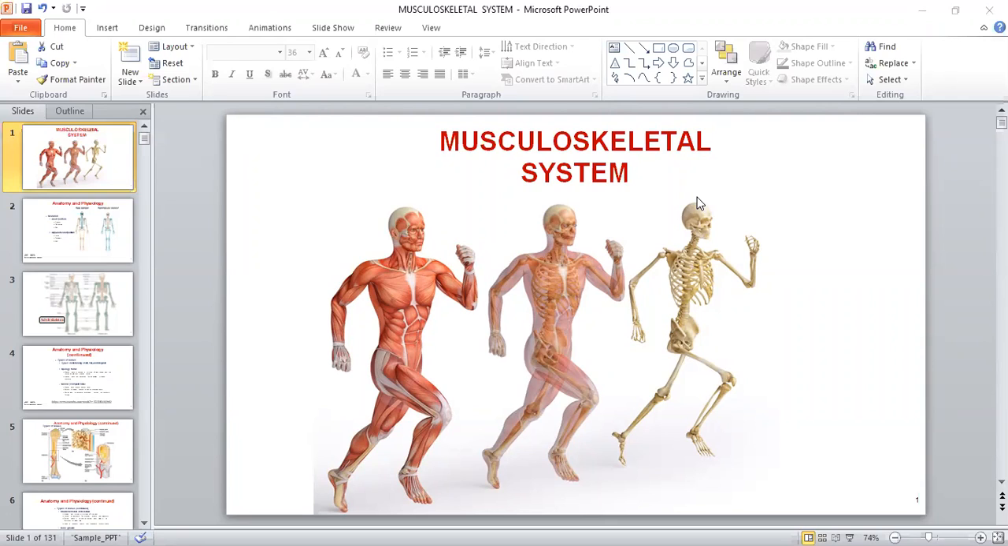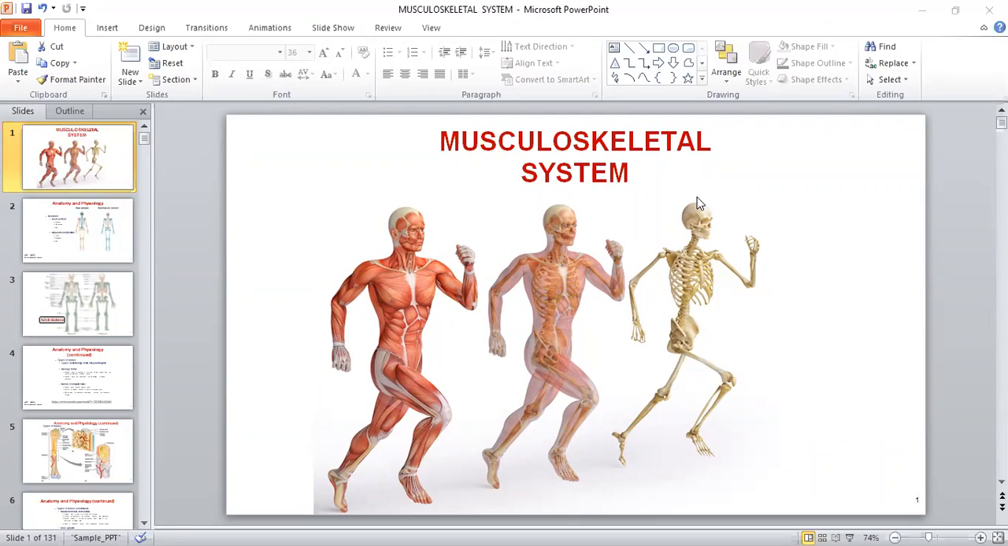So the human musculoskeletal system, also known as the locomotor system, is an organ system that gives the human the ability to move using their muscle and skeletal system. Muscle and skeletal. Skeletal means your bones, right? The body part provides the support, shape, and protects the soft tissue.